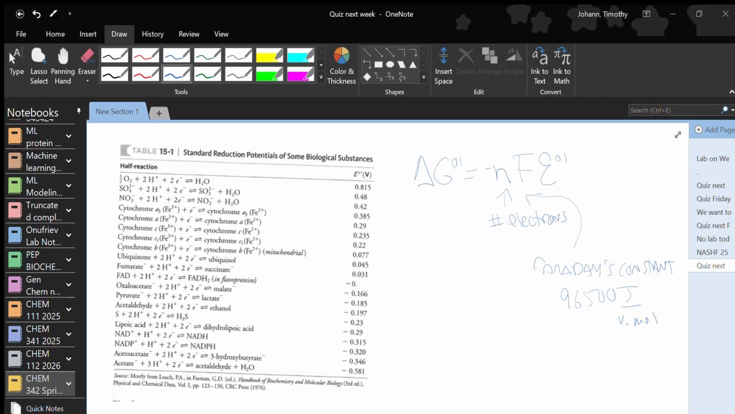Questions? Oh, why do we care? That's a great question. We can think about whether these reactions are spontaneous, in terms of the driving force of electron transport chains, and in terms of evaluating other electron transport chains. This is not the only electron transport chain.